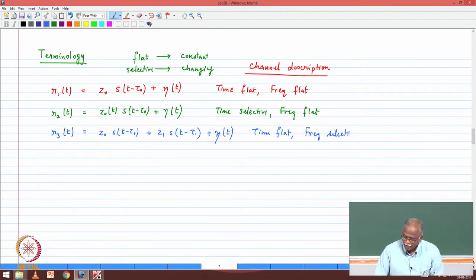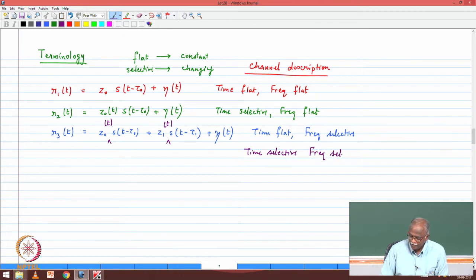Okay. And the last one is, if these become functions of time, this one becomes a function of time, then it becomes time selective, frequency selective. Time selective, frequency selective. Okay.